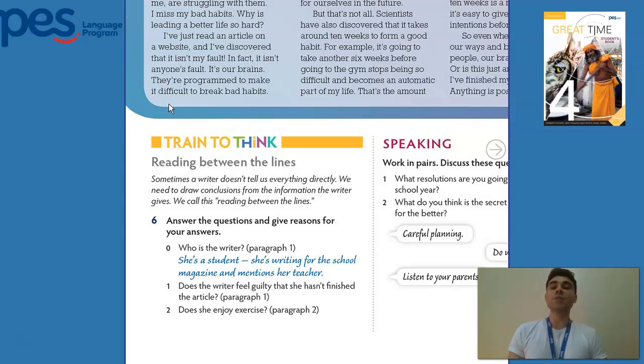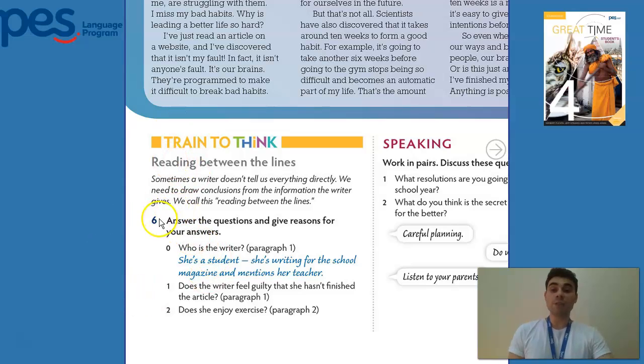Sometimes a writer doesn't tell us everything directly. We need to draw conclusions from the information the writer gives. We call this reading between the lines, right? So it means that not all the time people say explicitly what they mean. Sometimes there are some things that we understand from the context, we understand from specific words a person uses, right? So let's try to practice a little bit about this.